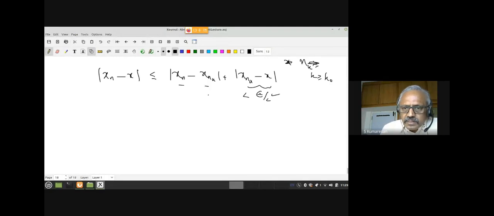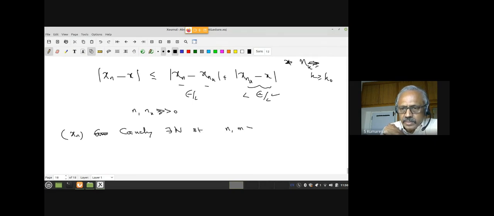Now think of this. For this to be less than epsilon by 2, what do I need? n and nk should be very large, right? Now again, this is qualitative. I have to make it quantitative. Since xn is Cauchy, there is a capital N so that whenever n and m are greater than or equal to capital N, mod xn minus xm will be less than epsilon by 2.